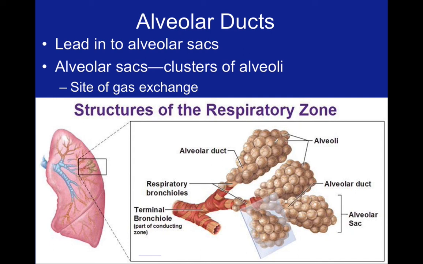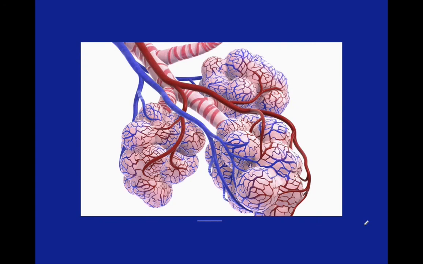Alveoli are like tiny little balloons that inflate with air when we inhale. Alveoli are often clustered together, and we call one of these clusters an alveolar sac. It is the alveoli that are very, very closely associated with the pulmonary capillaries. You can see this picture will demonstrate this phenomenon.